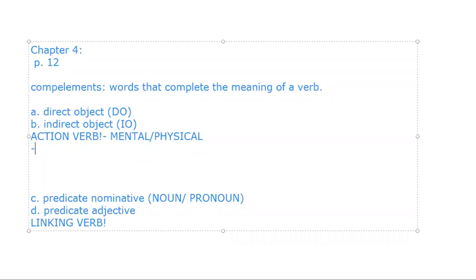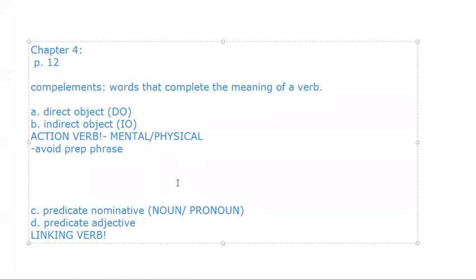Whenever we see them, we should mentally cross them out, because we're not going to find our direct object or indirect object in them. So avoid. Okay, this is one of the rules. We need to avoid prepositional phrases. So whenever you see a prepositional phrase, try to ignore it.